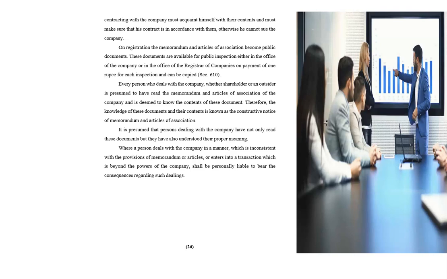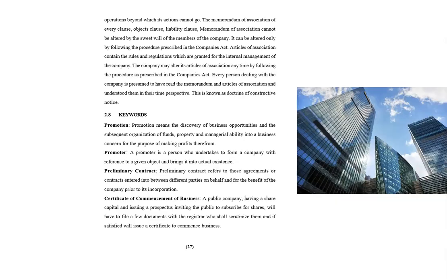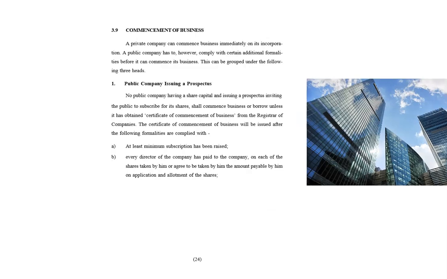So this was briefly all about the various features that we have discussed. I have not gone into very much detail, very briefly. Promotion, promoters, preliminary contract, certificate of commencement of business we have discussed in detail. So, a public limited company issuing a prospectus: no public company having a share capital and issuing a prospectus inviting the public for shares shall commence a business or borrow unless it obtains a certificate of commencement of business, right?